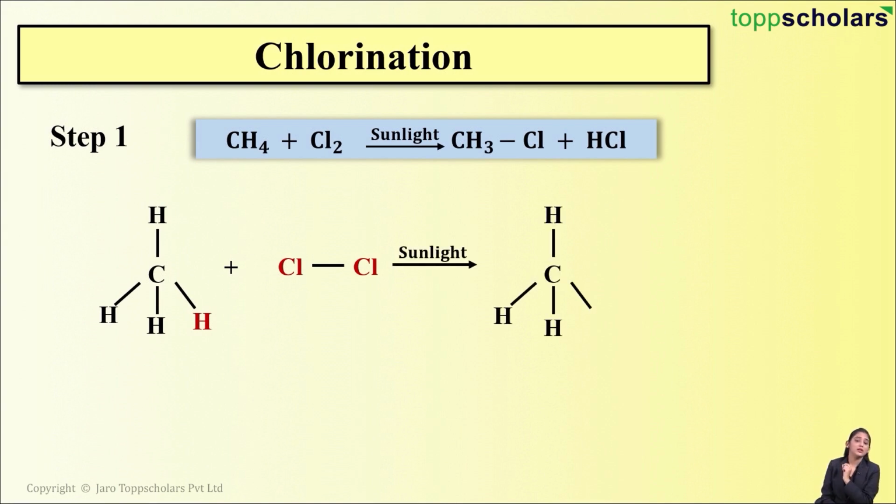Now in the presence of sunlight, the hydrogen atom of the methane molecule is replaced by 1 chlorine atom. So what we get over here is chloromethane. Whereas the hydrogen atom that is replaced combines with the chlorine radical, resulting in the formation of hydrogen chloride. So here we can see that in the first step, 1 hydrogen atom of methane is replaced by 1 chlorine atom.